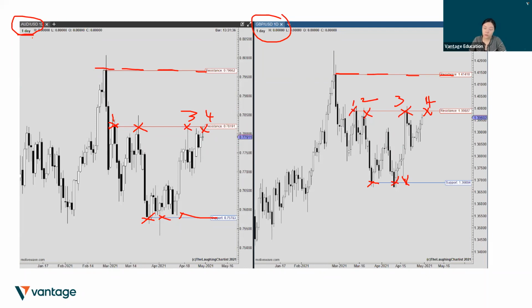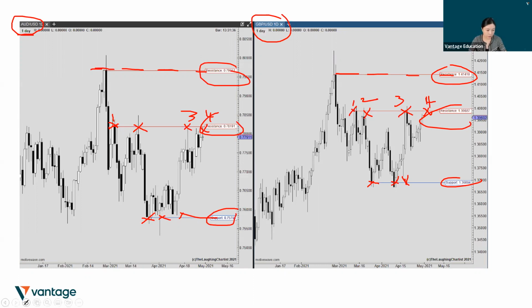So for example, if we are sending our analysis to a company or a bank or a fund house, we'll tell them that, hey, for AUD USD and GBP USD, our resistance level is at this level for this one, and this level for that one, and our support at this level for this one, and this level for that one. Okay. So there are many other pairs.